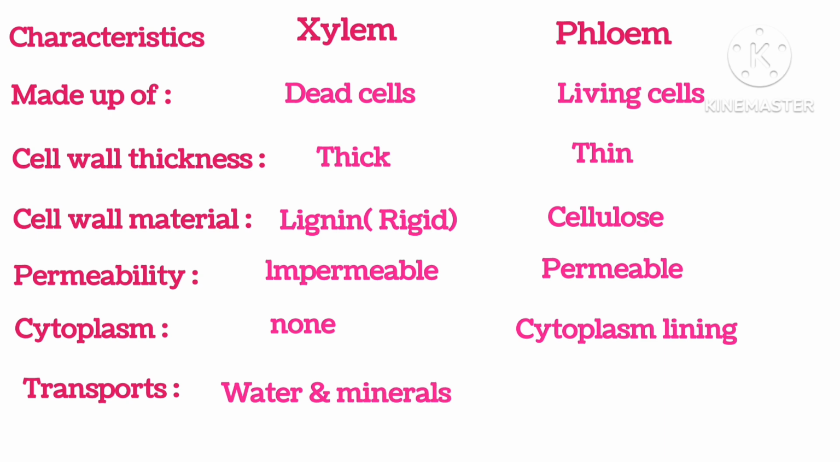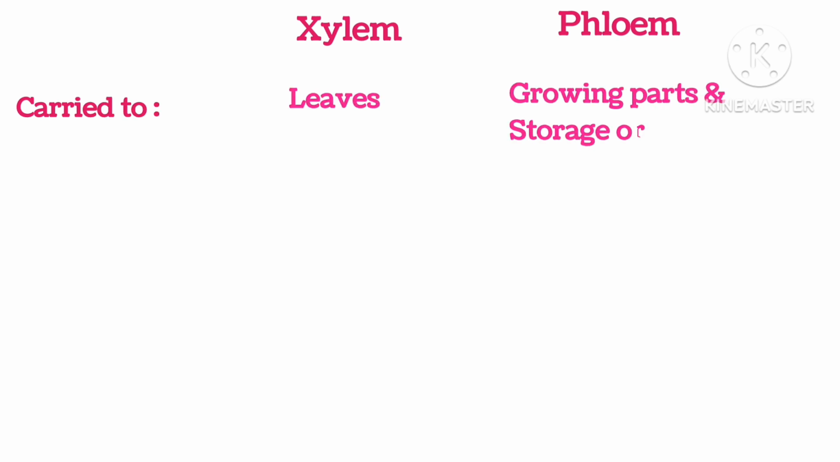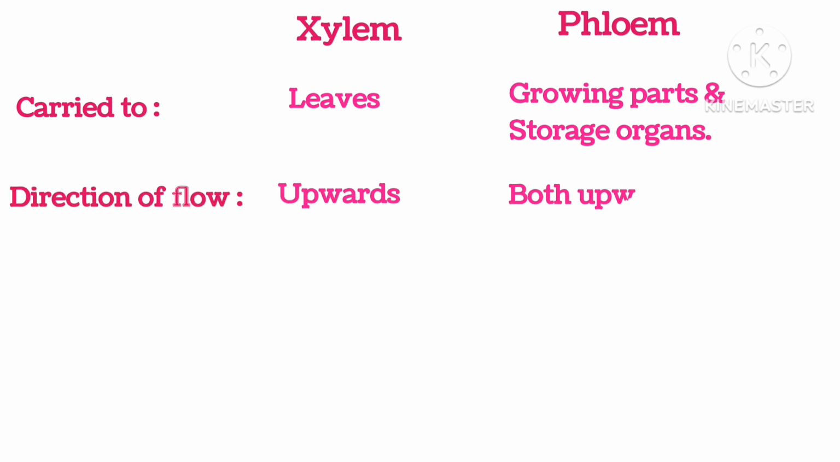Xylem transports water and minerals, whereas phloem transports food. Xylem carries water and minerals to the leaf and phloem carries the food to growing parts and storage organs. Direction of flow is upward in xylem and in both directions in phloem.